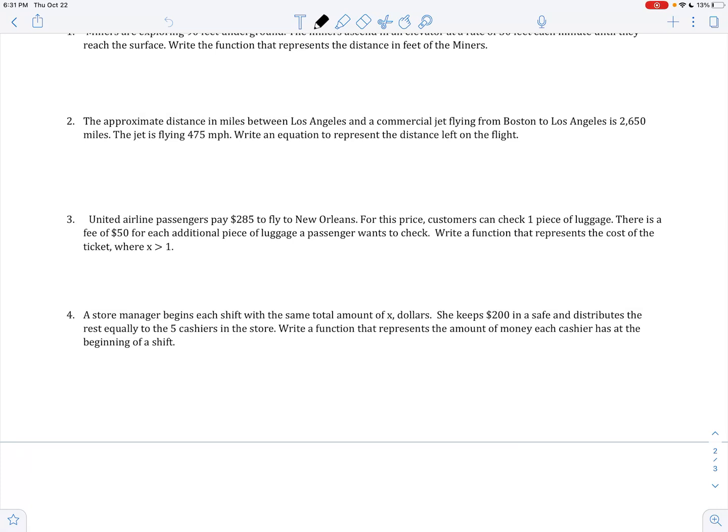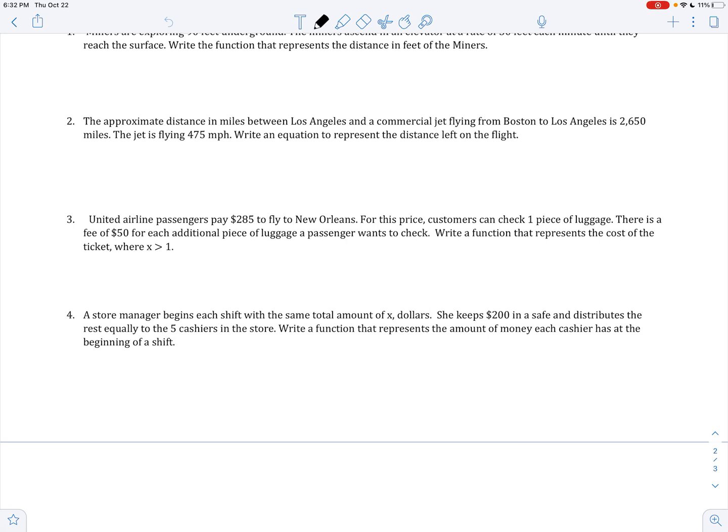All right, so now we're going to go through numbers 3 and 4. United Airline passengers paid $285 to fly to New Orleans. For this price, customers can check one piece of luggage. There is a fee of $50 for each additional piece of luggage a passenger wants to check. Write a function that represents the cost of the ticket.